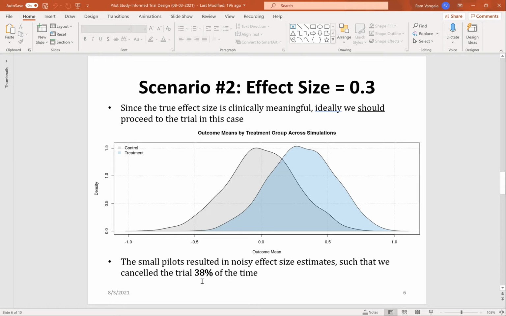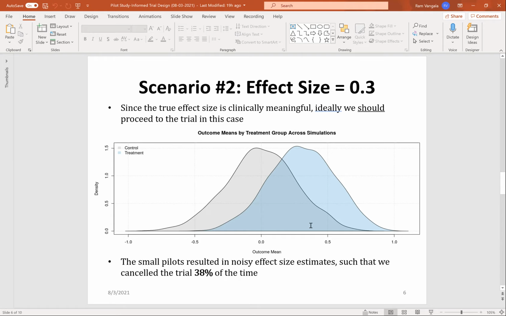So even though this is a useful treatment and should be studied, 38% of the time we actually decide not to do it. And again, it's for the same reasons. Even though the treatment effect is bigger, so you can see the distributions are more separated, the spread is still enormous. The spread is enormous because of the small sample size of the pilot.